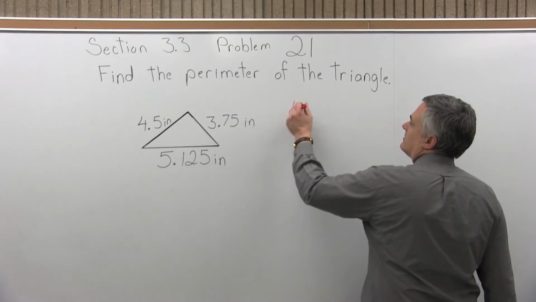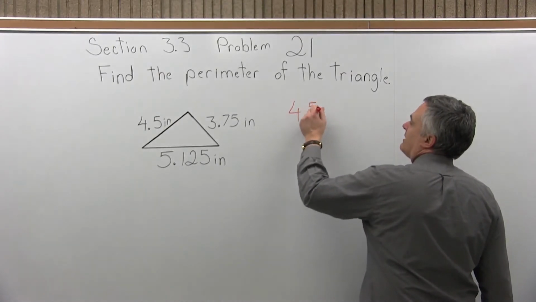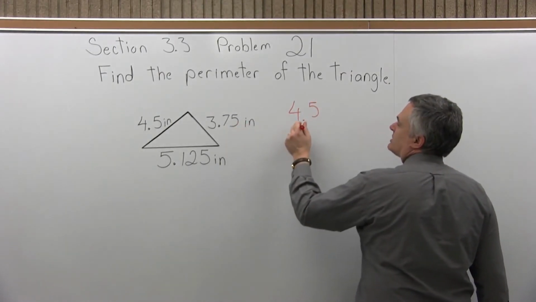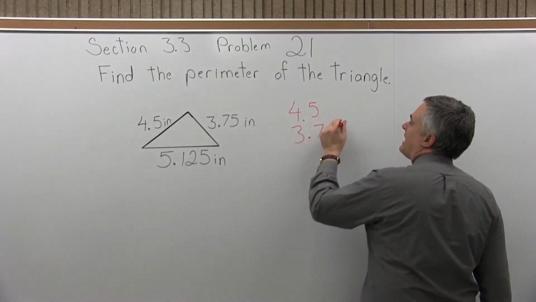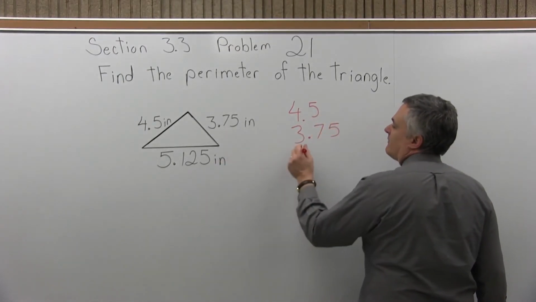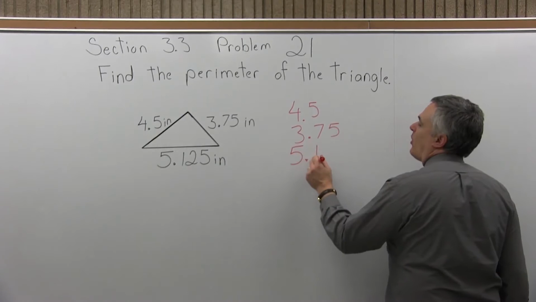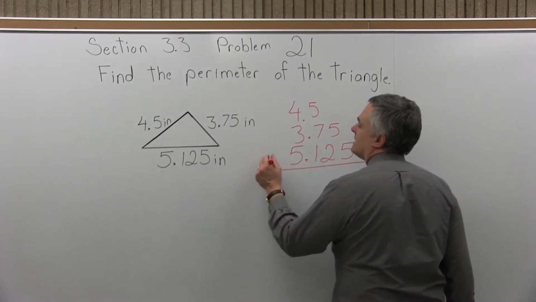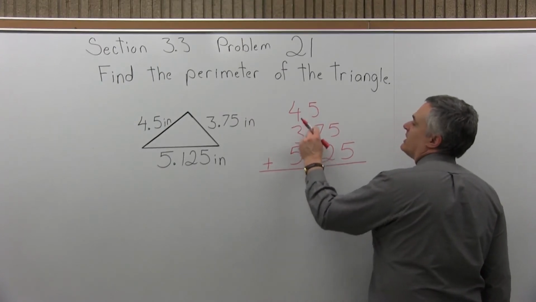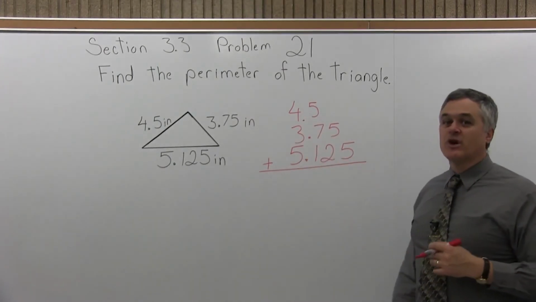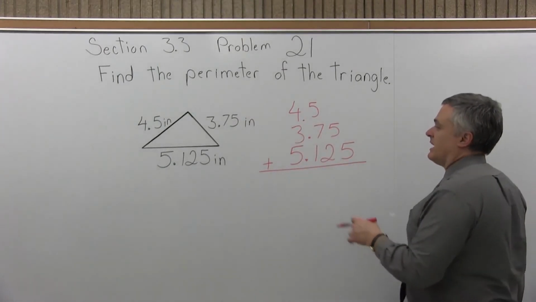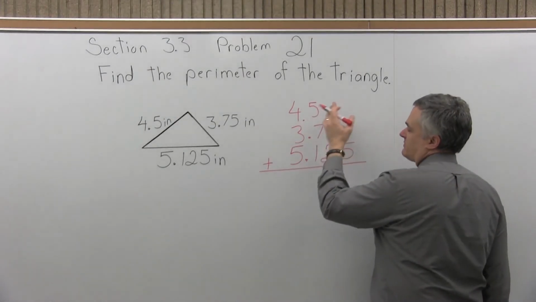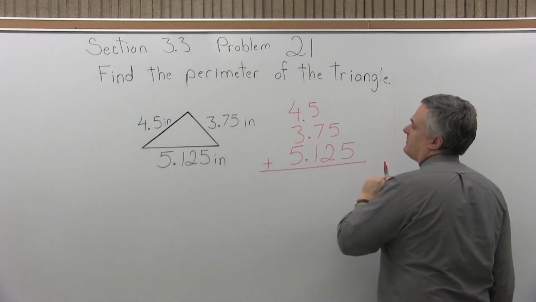So we'll add 4.5, then plus 3.75, and then 5.125. Now, as I write these numbers so that they can be added together, notice I write them so that the decimals line up vertically. That's very important. I can't have them in different places vertically. They have to line up.